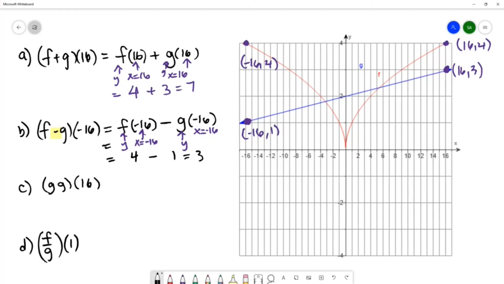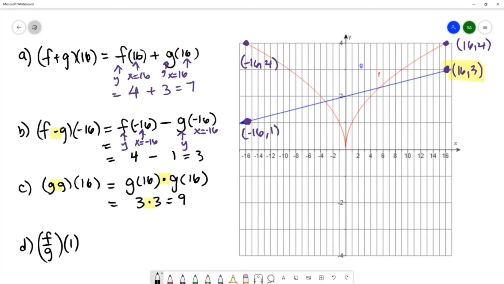In the next example, I want to find G times G of 16. This is the same thing as G of 16 times G of 16. We've already identified G of 16 to be 3. So this is 3 times 3, which is 9. So we notice that we're doing multiplication here because there's multiplication in the function notation.